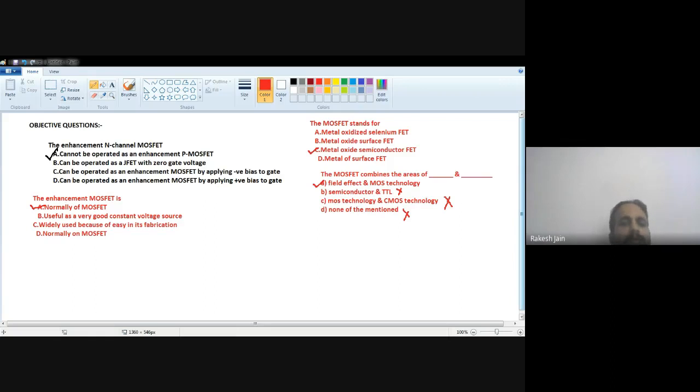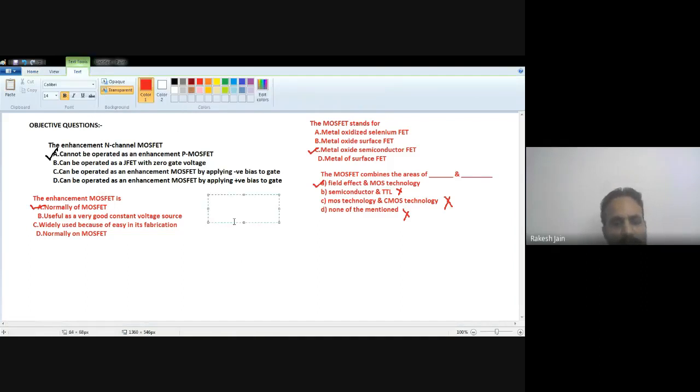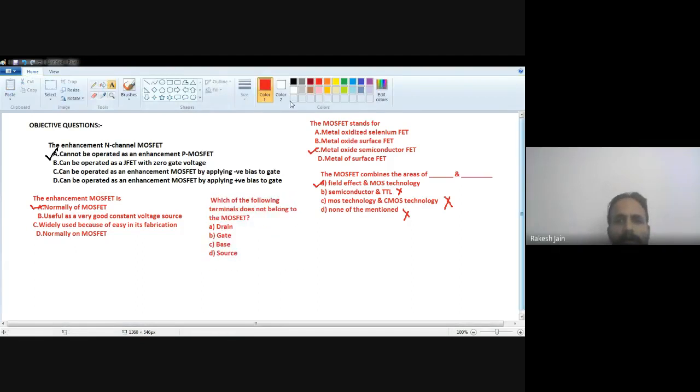Now the next objective question: which of the following terminals does not belong to the MOSFET? They are very simple but frequently asked questions in competitive exams. Remember this thing. Which one is not in MOSFET? Definitely drain is available in MOSFET, gate is available in MOSFET, and the third terminal is source, but base is not available. So my answer of this question is base, because it is not available in the MOSFET.